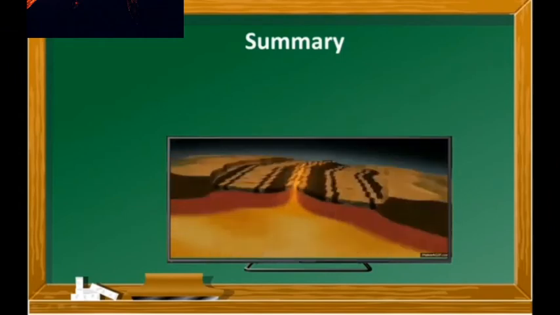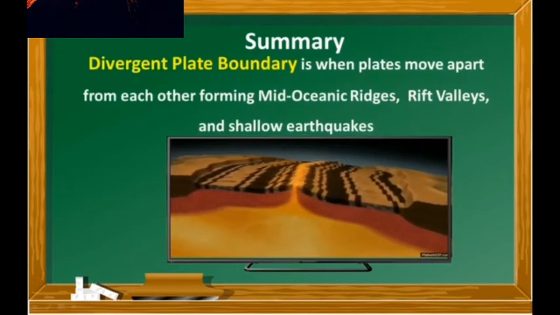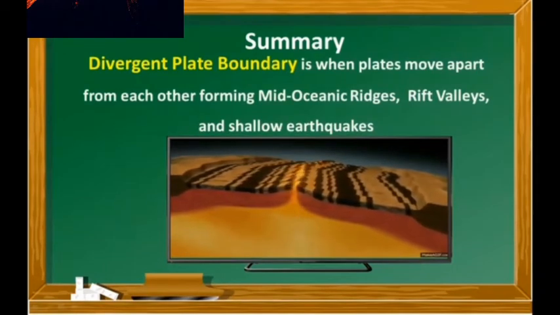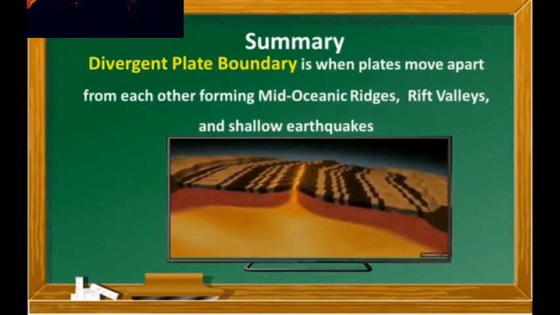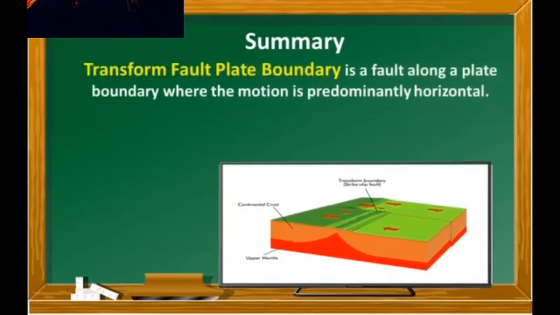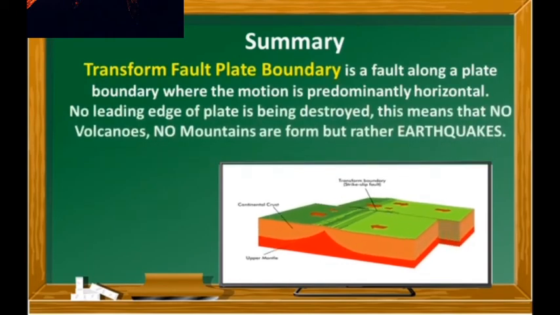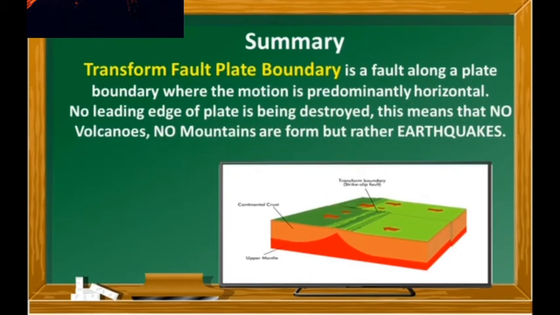Let's summarize what you have learned. Divergent plate boundary is when plates move apart from each other, forming mid-oceanic ridges, rift valleys, and shallow earthquakes. Transform fault plate boundary is a fault along a plate boundary where the motion is predominantly horizontal. No leading edge of plate is being destroyed. This means that no volcanoes, no mountains are formed, but rather earthquakes.